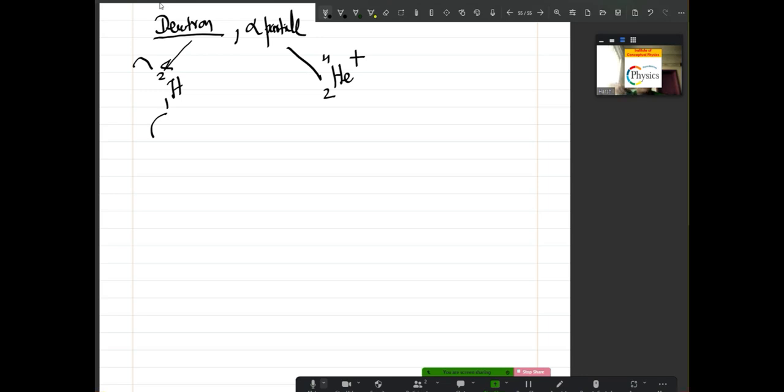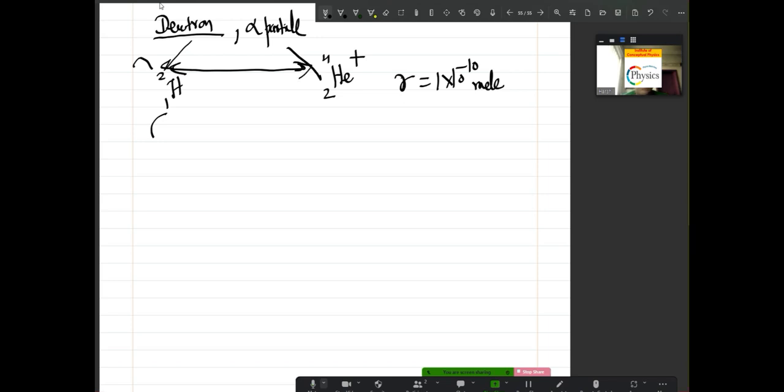Now, they are separated by a distance of 1 angstrom. I don't know how to draw 1 angstrom, but I know the r between them is 1 into 10 raised to power minus 10 meters. So the spacing between them is known to me.